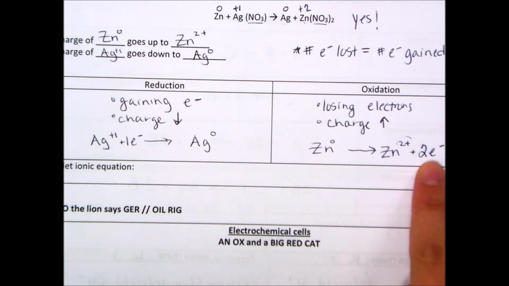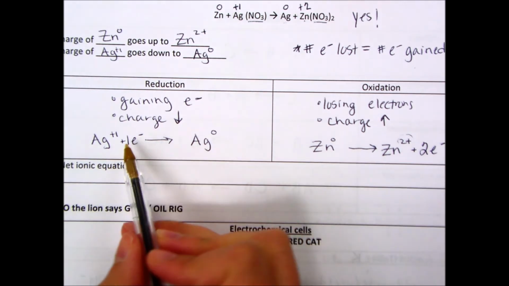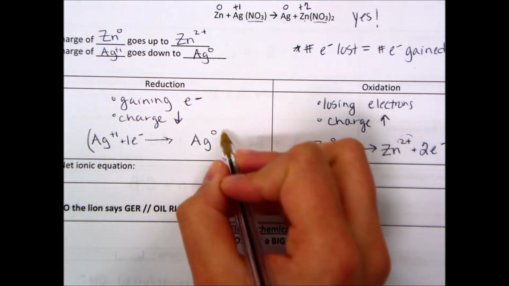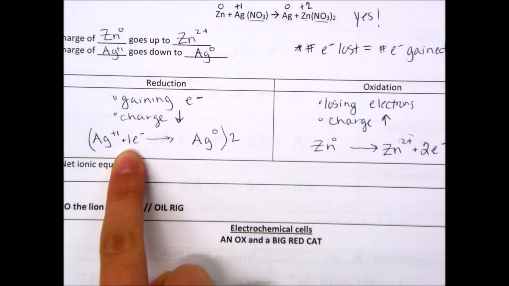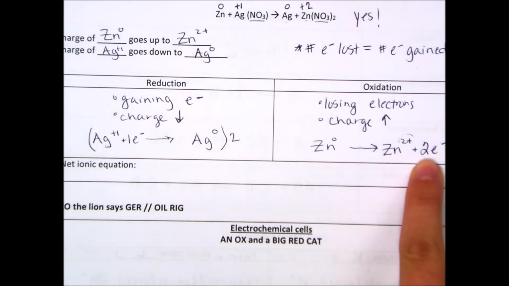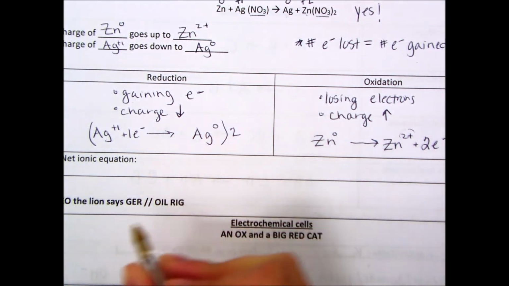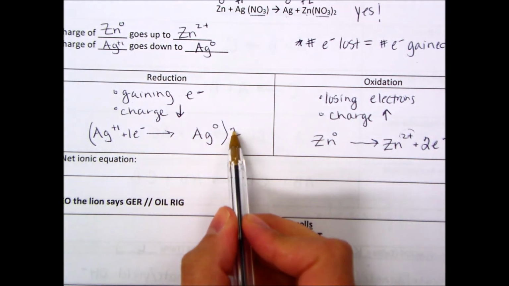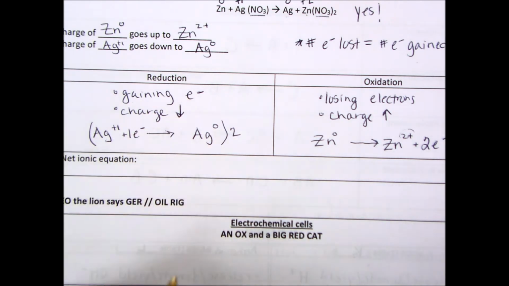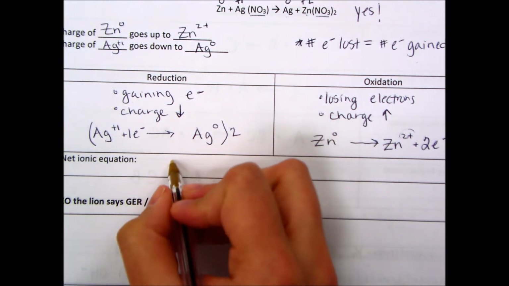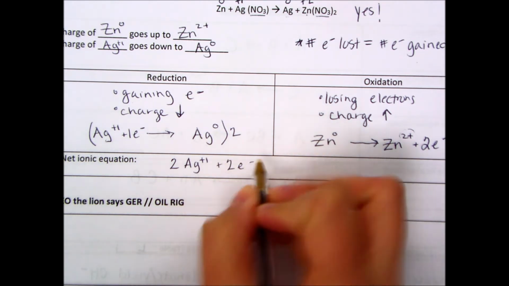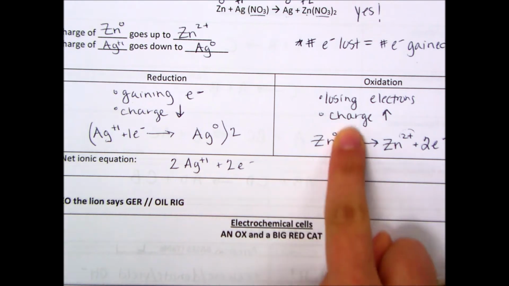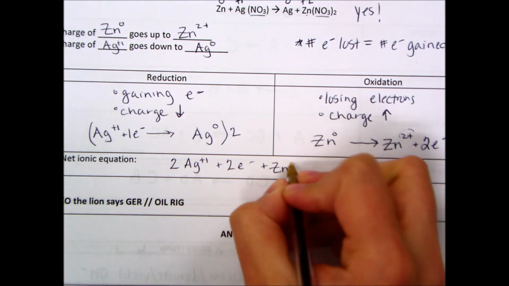Well, I want to make sure the electrons are the same. So I can manipulate this half reaction by multiplying everything by 2. And that way, that will transfer to the number of electrons. 2 electrons gained will equal those 2 electrons being lost. So the net ionic equation then is going to show all of my reactants added up together, and then all of my products added up together. So my reactants, now I've got 2 silver ions. I've got 2 electrons. But I'm also adding this half reaction, so I'm going to add a zinc atom.